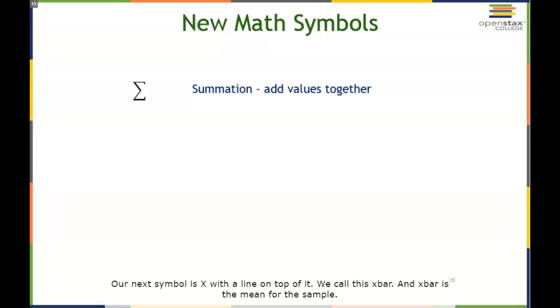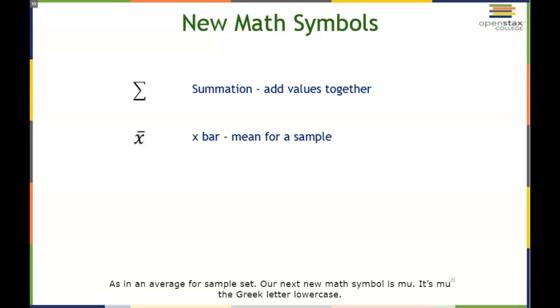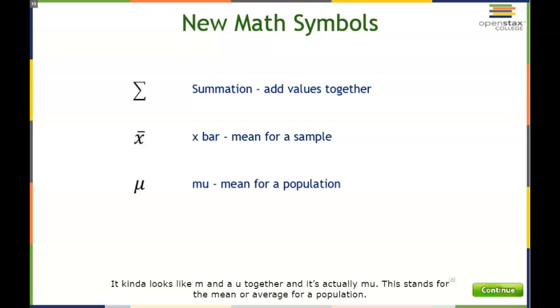Our next symbol is X with a line on top of it. We call this X bar. And X bar is the mean for the sample, as in the average for a sample set. Our next new math symbol is mu. It's mu, the Greek letter, lowercase. It kind of looks like an M and a U together, and it's actually mu. This stands for the mean or average for a population.